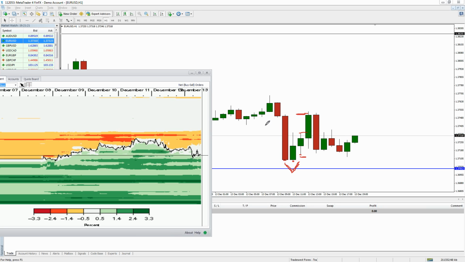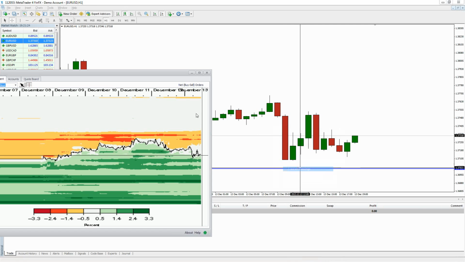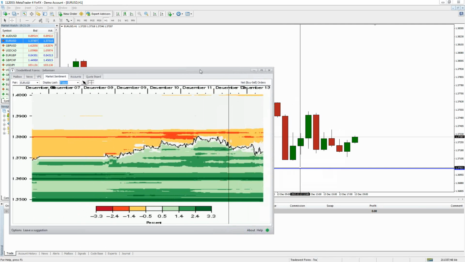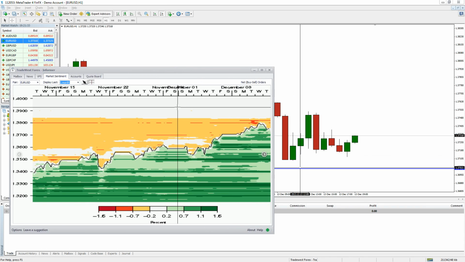So that one was more like, say, for an hourly setup. We're going to need to change our time frame we're looking at on the sentiment back to, let's go up to the month. This will be better for our daily charts, actually. I had it a little mixed up at first there for you.